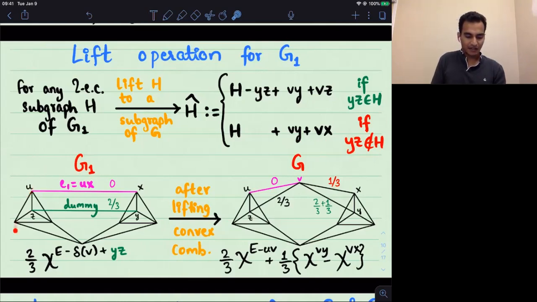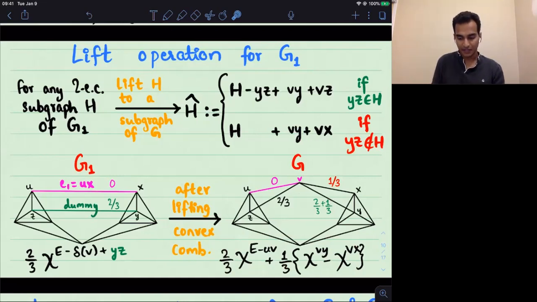Recall that we have a convex combination for this vector, which is shown here. If we apply the lifting procedure to each of the constituents of this convex combination, then we get this vector. The explanation for this is as follows. Observe that the dummy edge YZ belongs to the convex combination 2/3 of the times.